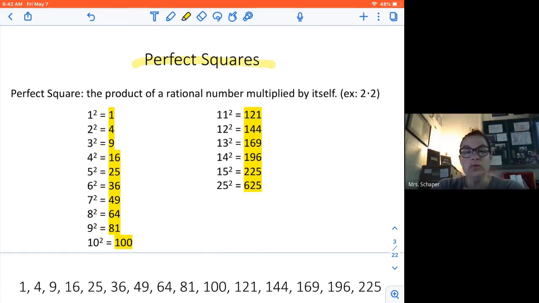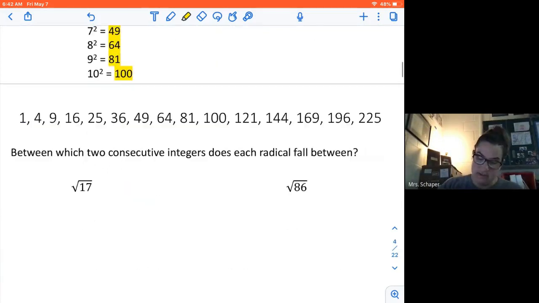If you're working on your quiz and wondering what the perfect squares are, you can just say, okay, 1 times 1 is 1, so 1's a perfect square. 2 times 2 is 4, so 4 is a perfect square. 3 times 3 is 9, so 9's a perfect square. That's a strategy you can use to find the perfect squares if you're not remembering what they are. Here's a list of them.